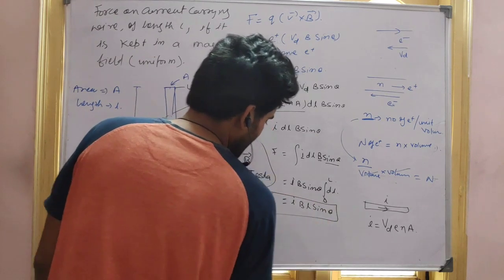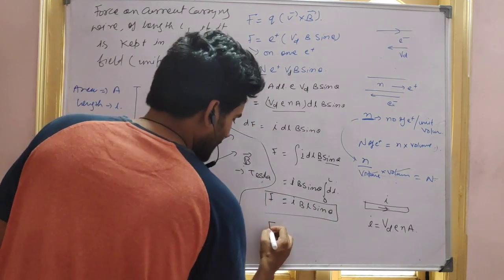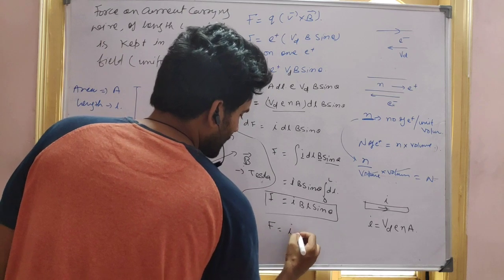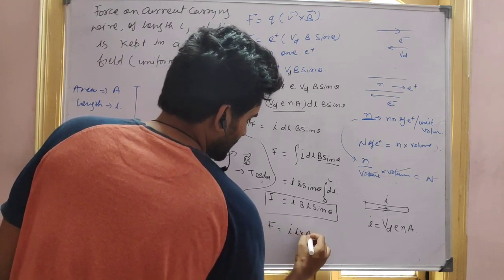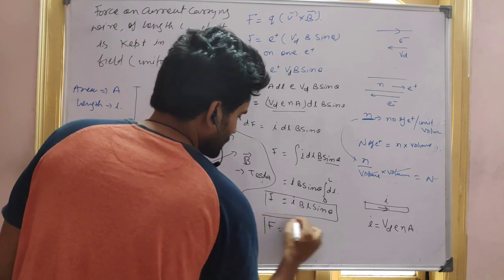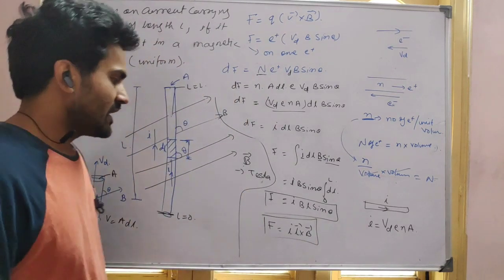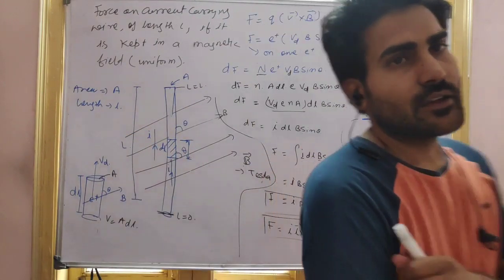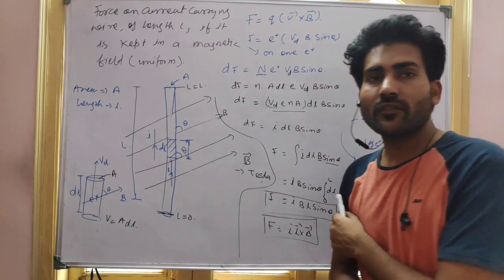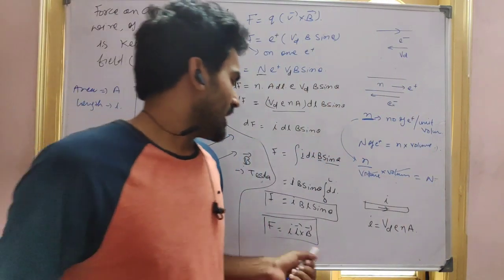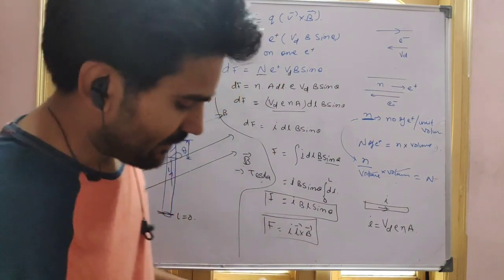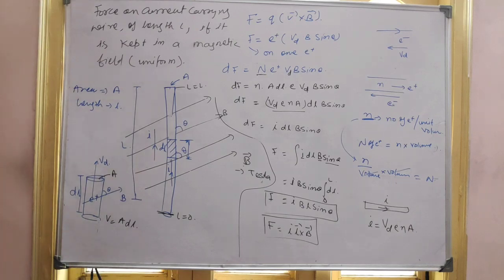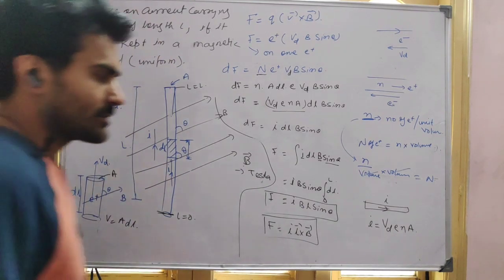Or we can write also like that, F equal to I L cross B. Now you should ask one question here: sir, why can't we write B cross L instead of L cross B? I'll give you the answer after this. You take this down fast. First you take this, then we'll move further.